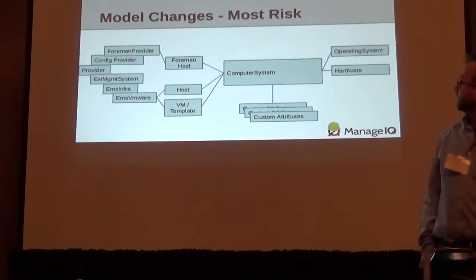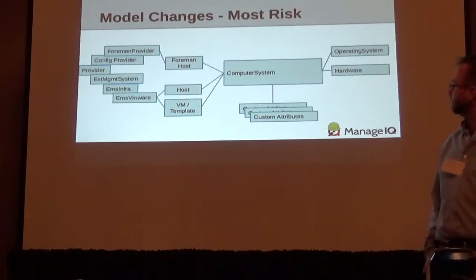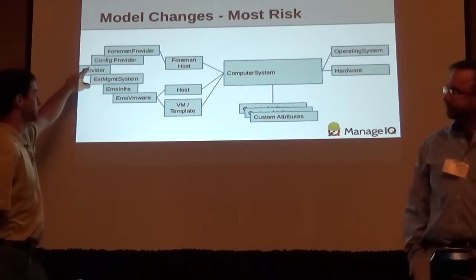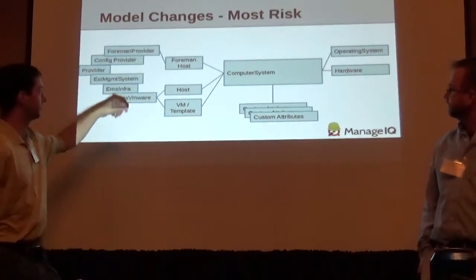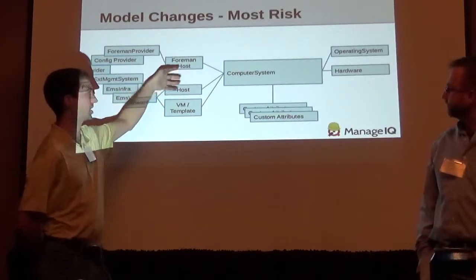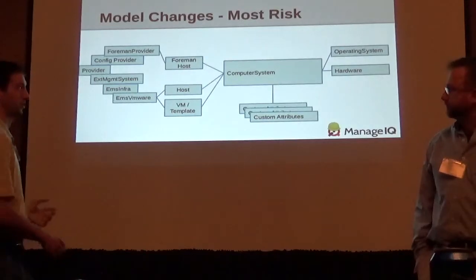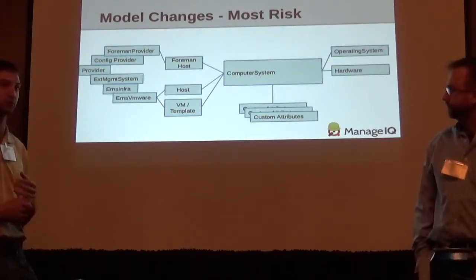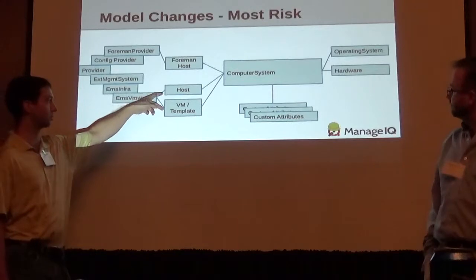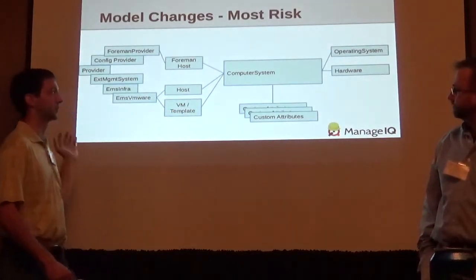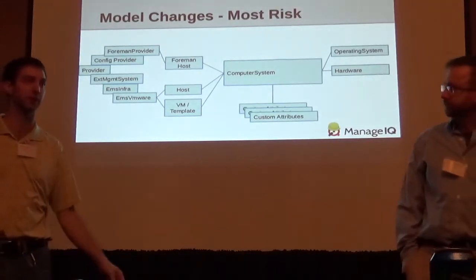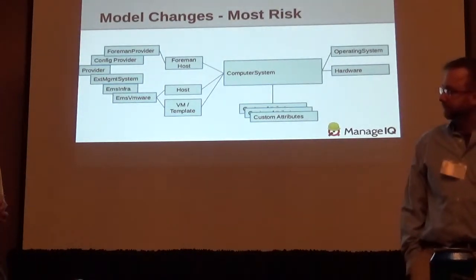So then we came up with another model that I think we like the most in the long term, but it also introduces the most risk. So we would take the same thing on the left-hand side. We would leave our existing host and VMware template. We would create a new Foreman host, and we would tie those all to a computer system. We could migrate a bunch of the columns that are shared between things that are hosts or VMs or templates into this model, and then we could also move things like operating system and hardware and all that to be attributes of the computer system.